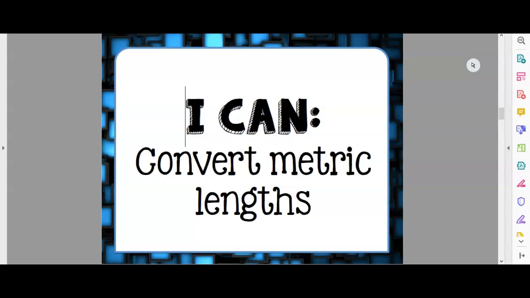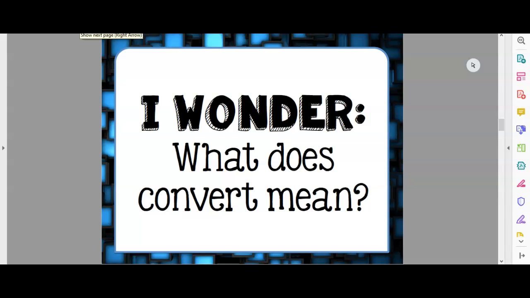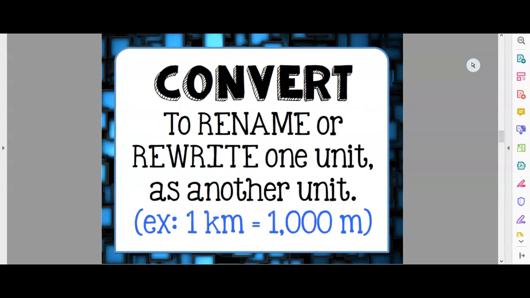So today we're going to talk about length. That's how long something is. It'd be what you'd use a yardstick or a ruler to measure. Convert means how do you change or rename or rewrite one unit as another unit. For example, 1 kilometer is the same as 1,000 meters.